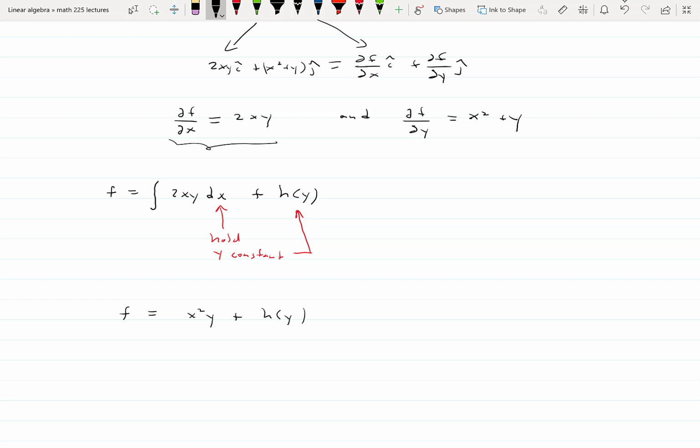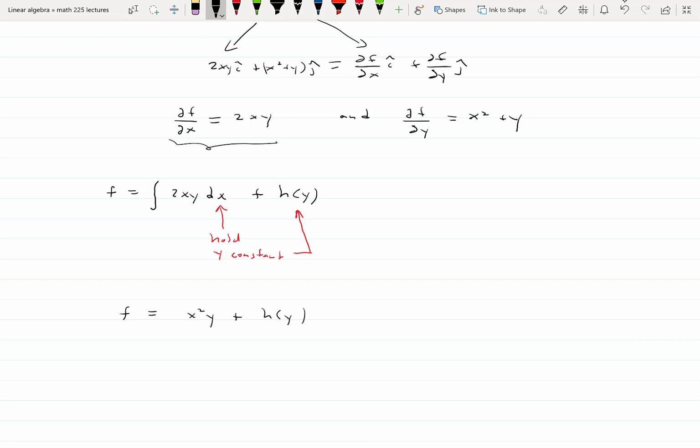Now take this function, just to show that I haven't done anything magical here by putting h of y instead of a constant of integration. Take the derivative of both sides with respect to x. What's the derivative of x squared y with respect to x? It's 2xy, which it should be. What's the derivative with respect to x of any function of y? It's 0. So when you integrate with respect to x, any function of y will be that constant of integration.